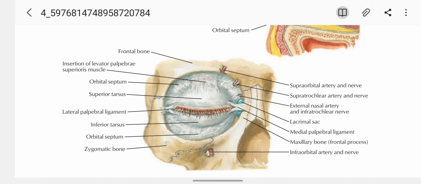The lacrimal gland is a J-shaped gland and it is indented by the tendon of the LPS muscle, and the nasolacrimal duct is 18 millimeters long. And that's all about the lacrimal apparatus and lacrimal gland.